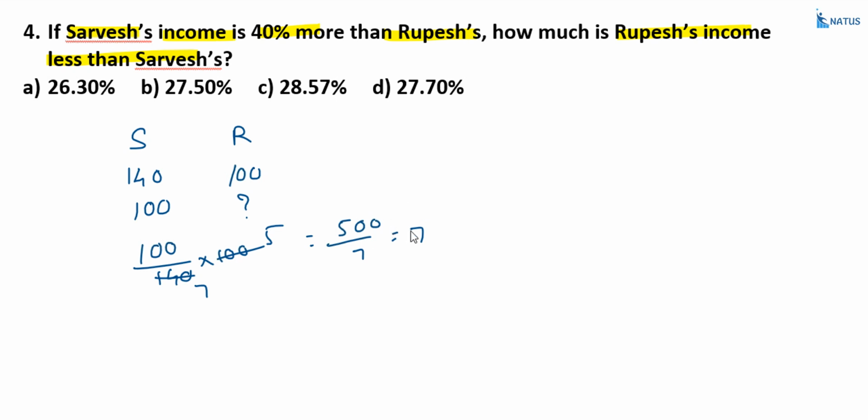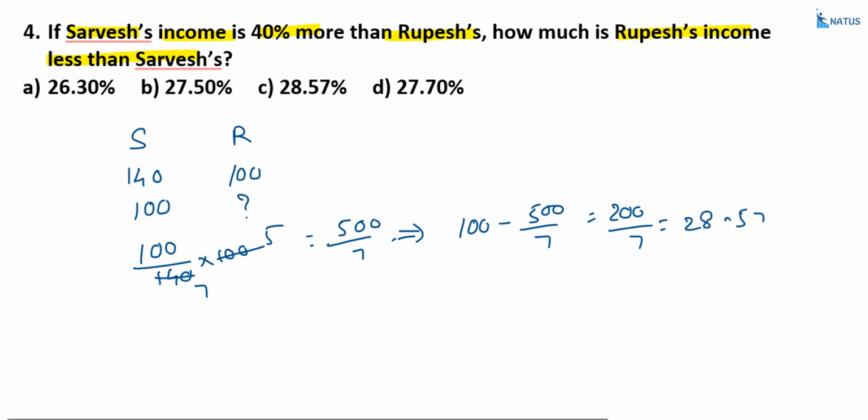Here what we require? How much less, right? So this implies, what about Sarvesh? That is equal to 100. What is Rupesh? 500 by 7. Now you will subtract Rupesh's income from Sarvesh's income. So that is equal to 200 by 7. So this is equal to 8.57. So what is the answer? Option C is the correct answer.